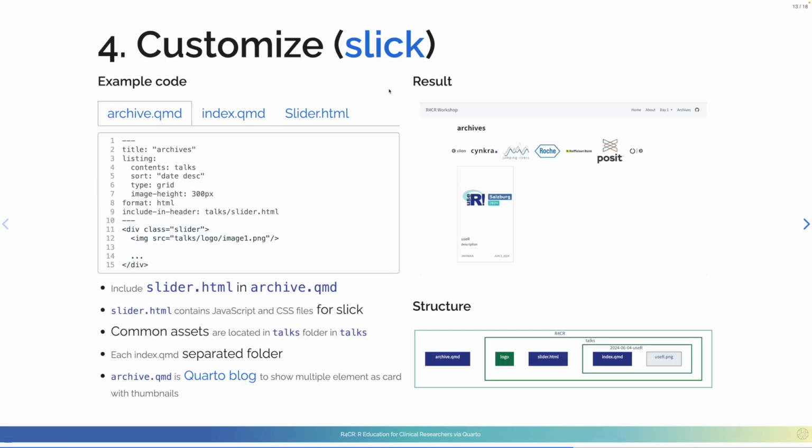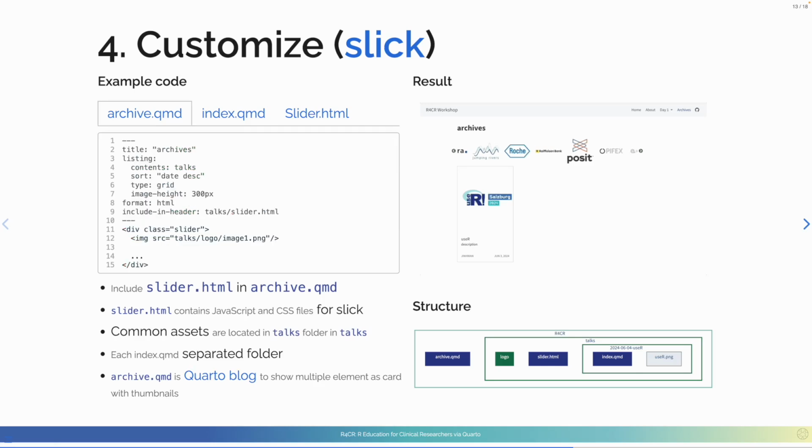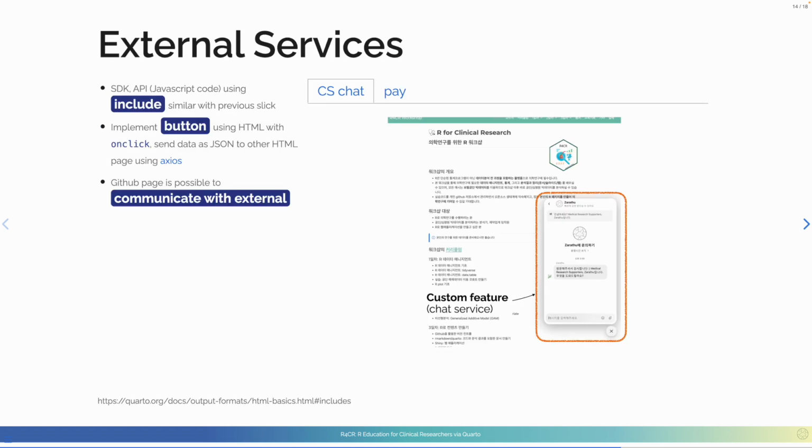When you use Quarto, you can utilize JavaScript to customize features. For example, Slick JavaScript shows some images, like this sponsor logo, Compass. To achieve this, you should include Slick's assets as an independent file. Note that this archive QMD file is a Quarto blog, not just a Quarto website. This is very complicated, not necessary, and kind of hard work in R4CR, so you can skip this.